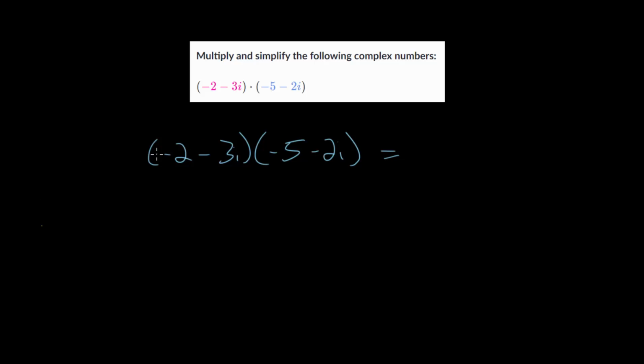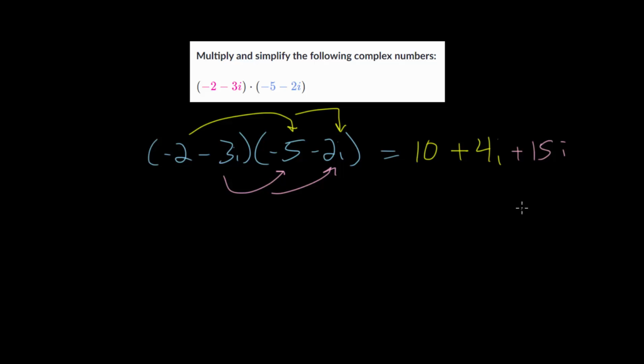So we're going to distribute again. So minus 2 will distribute to both of these. And then the minus 3i will distribute to both of those. So minus 2 times minus 5, that's 10. Minus 2 times minus 2i, that's positive 4i. And then we distribute the minus 3i. So minus 3i times minus 5, that is positive 15i. And then minus 3i times minus 2i, that is positive 6i times i, or just i squared.